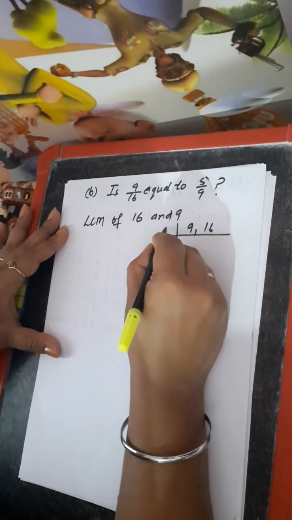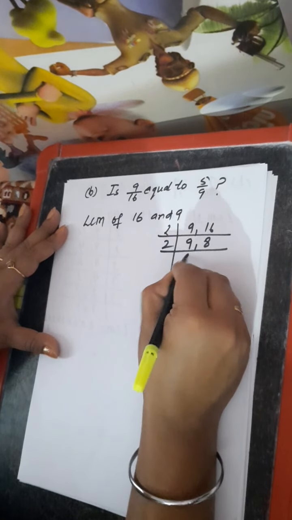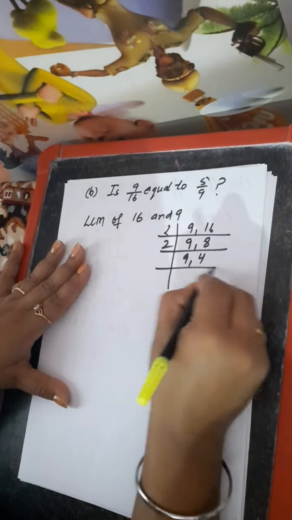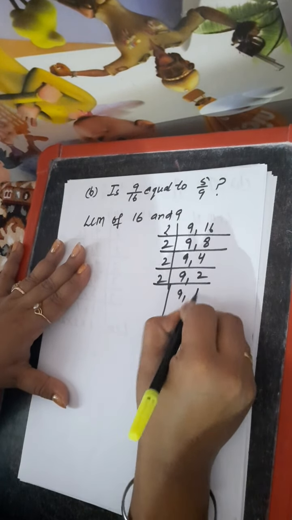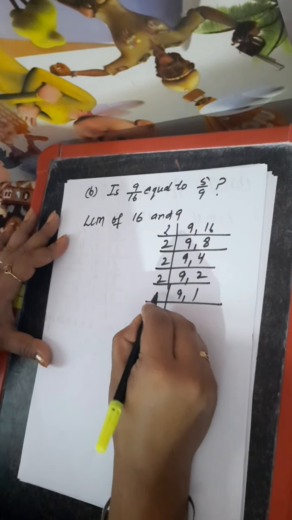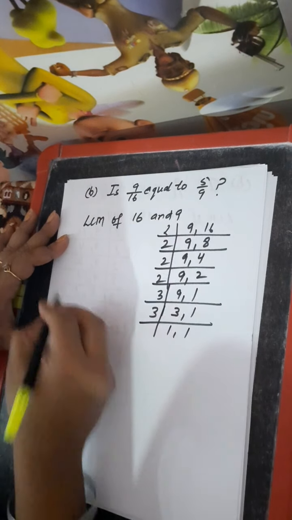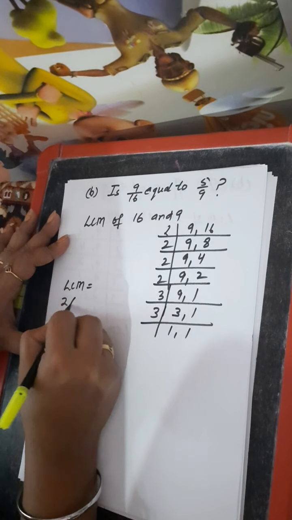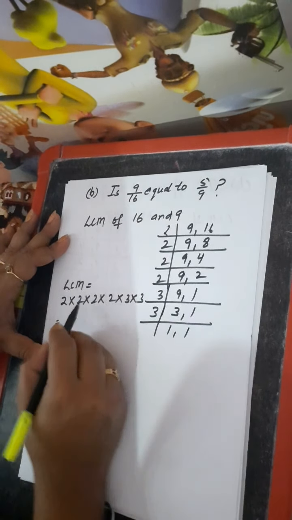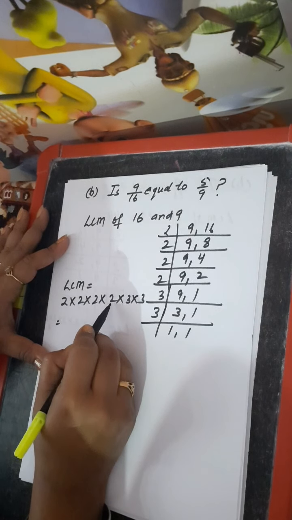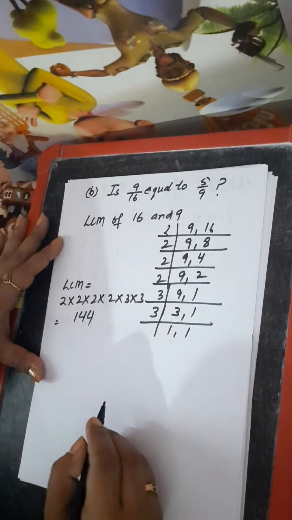16 and 9, and 16. So 2, 9 as it is. Here we have 8, 2. Here 2 4s are 8. 2 as it is, 2 1s are 2, then 3, 3 3s are 9, 1, this 3 as it is. So if I take the LCM, that is 2 into 2 into 2 into 2 into 3 into 3. 2 2s are 4, 4 2s are 8, 8 2s are 16, 16 into 9 we have 144.